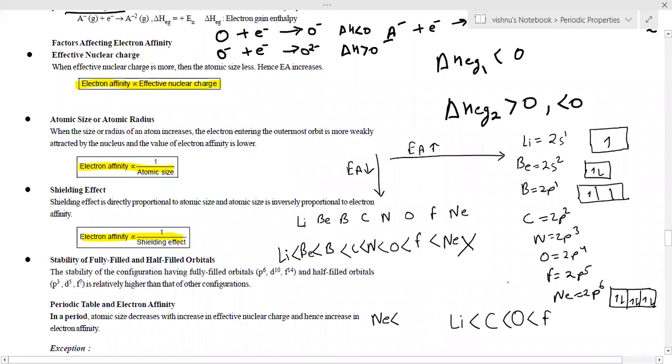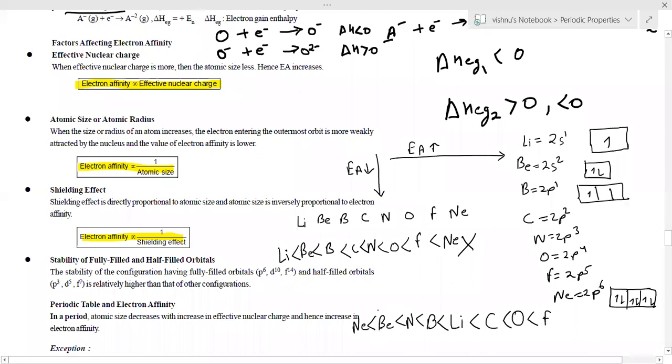After lithium, we are left with beryllium, boron, and nitrogen. But beryllium is fulfilled and nitrogen is half filled, and boron is normal. So boron, then nitrogen, right? And at last we will have beryllium and then neon.